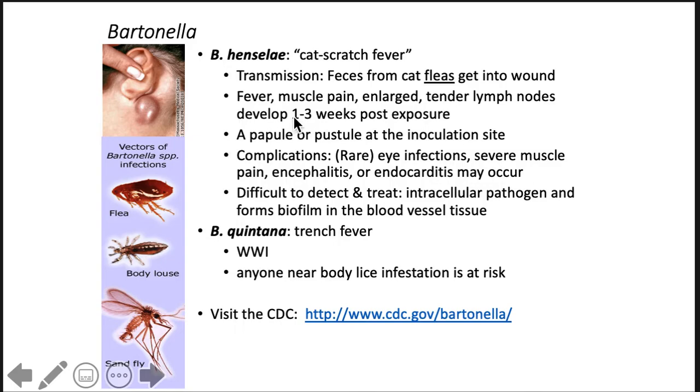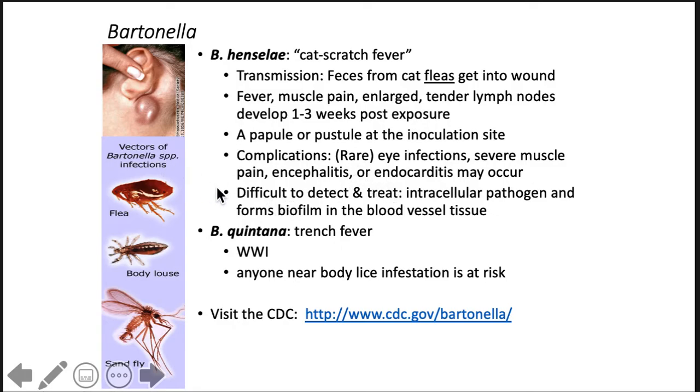But getting back to cat scratch fever, so you can have fever, muscle pain, enlarged tender lymph nodes. It can develop from 1 to 3 weeks after exposure, and typically wherever the inoculation site is, whatever wound the flea feces got into, will have some type of pustule, so blister. It's rare, but it is possible to have complications where it can be anywhere from eye infection to very severe muscle pain, and even encephalitis and endocarditis have happened. But like I said, this is pretty rare.